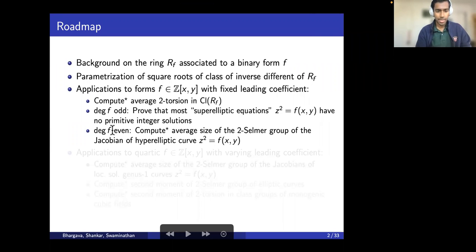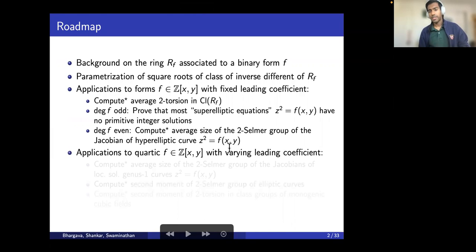And an application in the case where f is of even degree is you can look at z squared equals f of xy again, same equation, but this time it defines a hyperelliptic curve. And we can use the parametrization to compute the average size of the two Selmer group of the Jacobian of this hyperelliptic curve.